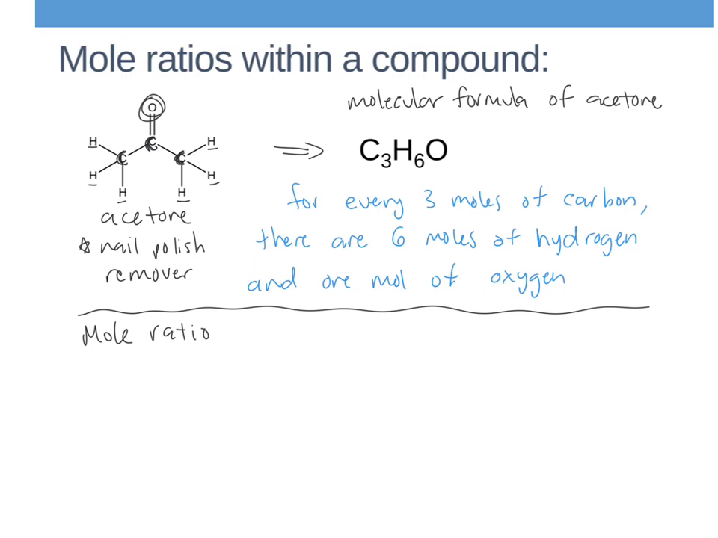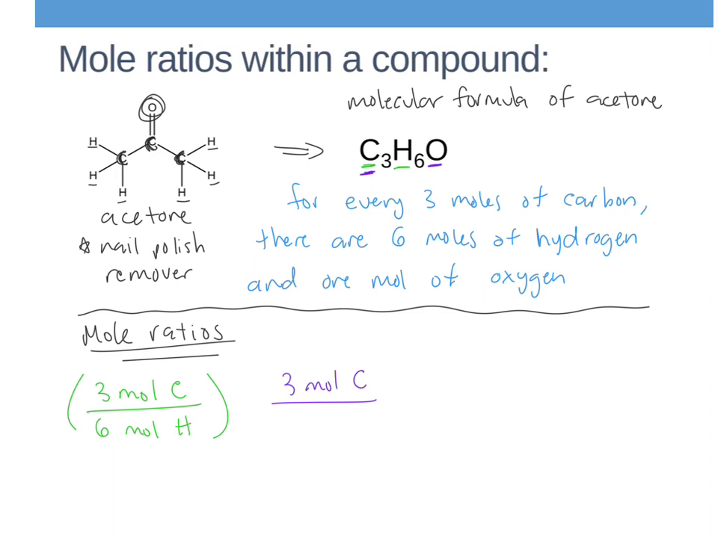Some mole ratios I can come up with here: I can compare any 2 things I want. Let's say I compare carbon and hydrogen. For every 3 moles of carbon, there are 6 moles of hydrogen. That would be a ratio I could come up with. I don't have to include all of the elements in one ratio; you just pick any 2 things and compare them. I could also say I want the ratio between carbon and oxygen: for every 3 moles of carbon, there is 1 mole of oxygen. That's a mole ratio, a ratio comparing the moles within that compound.